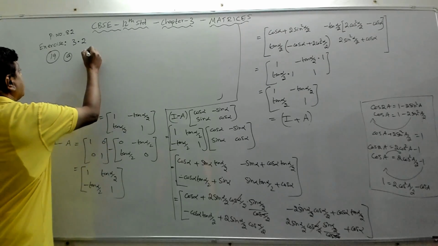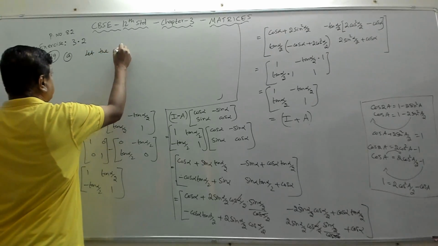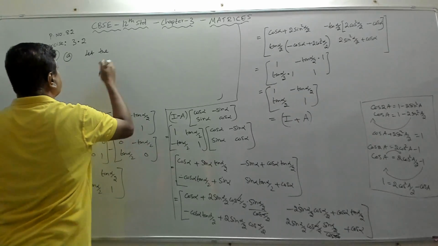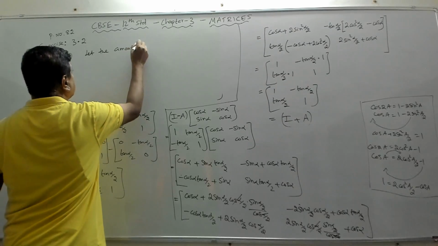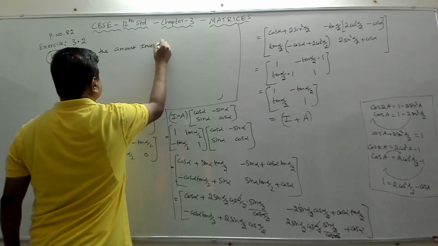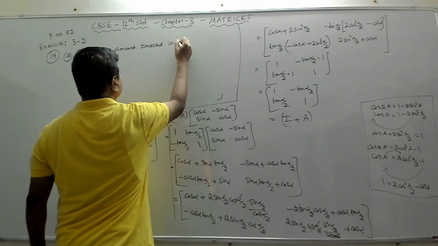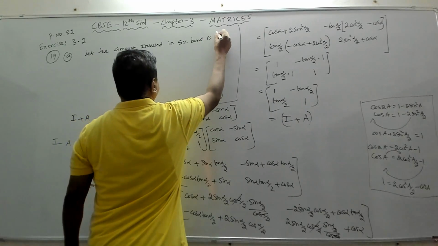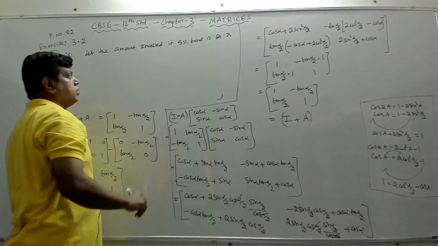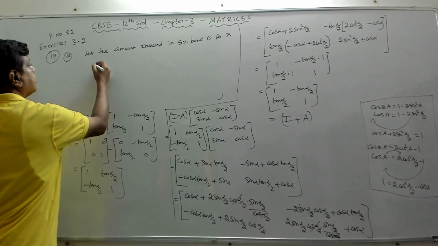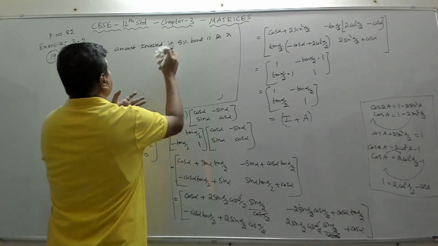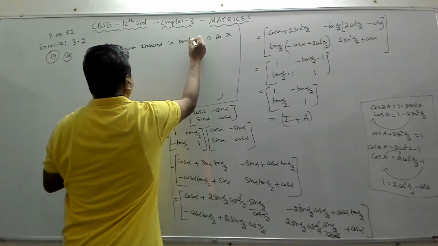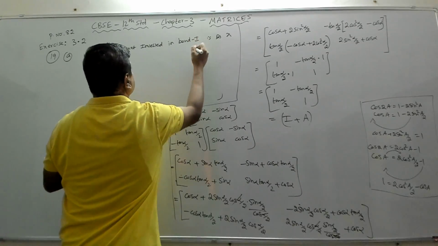So we'll assume, let the money or amount invested in the 5% bond, the bond which gives 5% interest, be rupees X. So X rupees is invested in the bond which gives 5% interest, or we can say invested in bond 1, or bond A. Bond 1 is rupees X.